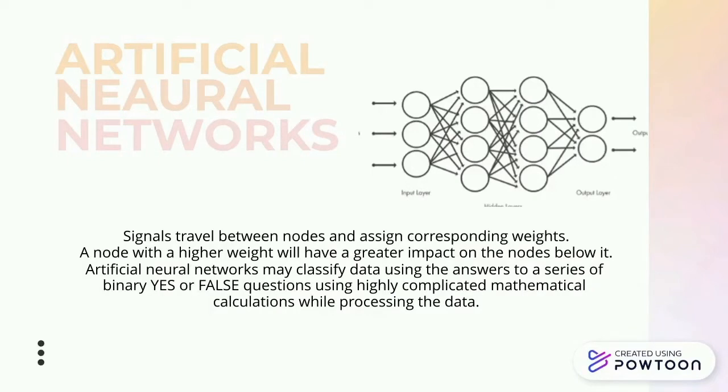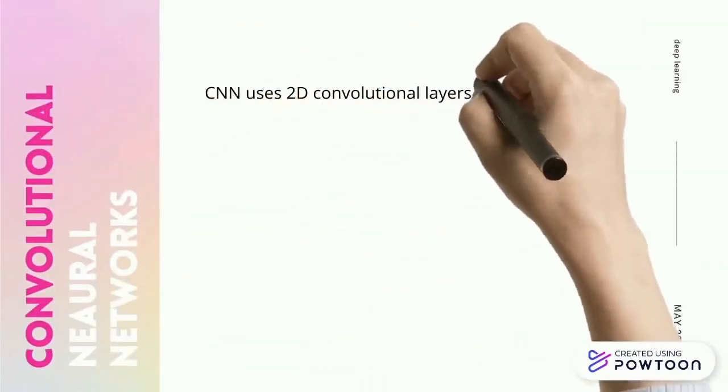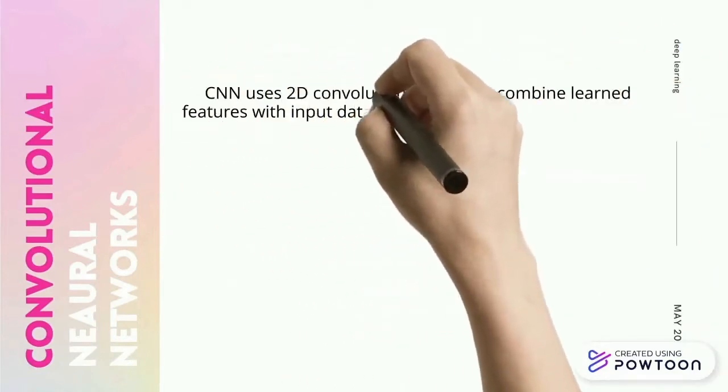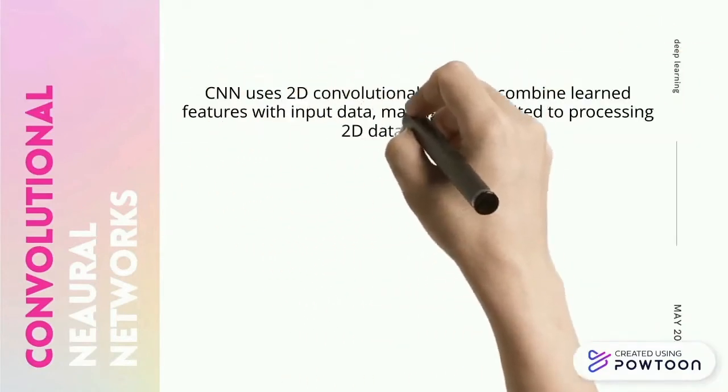Artificial neural networks may classify data using the answers to a series of binary true or false questions, using highly complicated mathematical calculations while processing the data. The convolutional neural network is one of the most popular types of deep learning network.